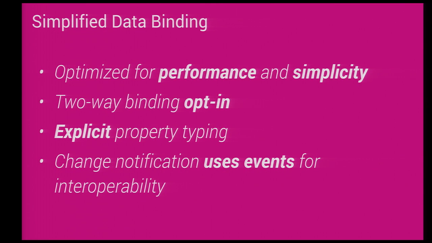So that's the first change. Another change is we've greatly simplified our data binding system. So like everything else, we've optimized it for performance and simplicity. So most properties don't require two-way binding, so we've made that opt-in. So if you think of an AJAX request, there's a zillion things you can set, but really only one response that you want to actually listen to. So we've made that opt-in. Polymer's always had implicit types for properties, but we've made that explicit now. And change notification uses events for interoperability across elements from different frameworks.